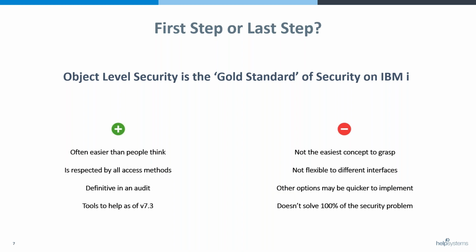If you have shied away from object level security just based on the fear that many of us have that by implementing it, we're going to break a perfectly working application, then you will be reassured to know that as of version 7.3 and enhanced in version 7.4, IBM has included some tools to assist you with the task of determining the appropriate level of permission that you need on your application objects.